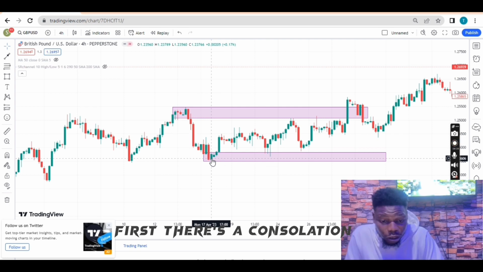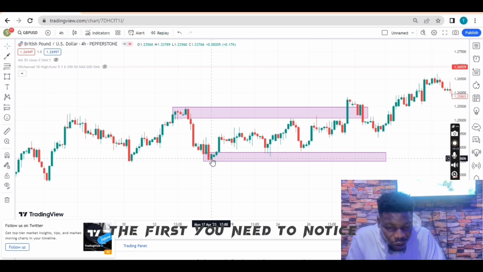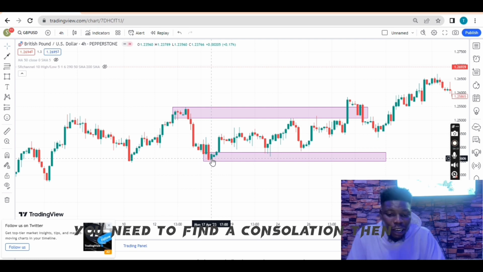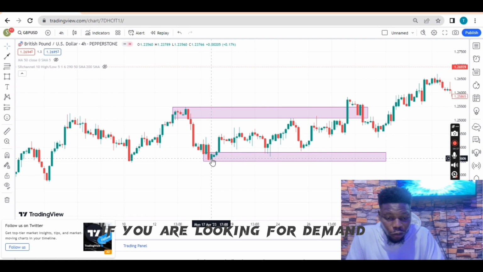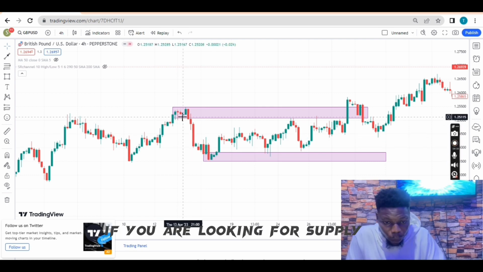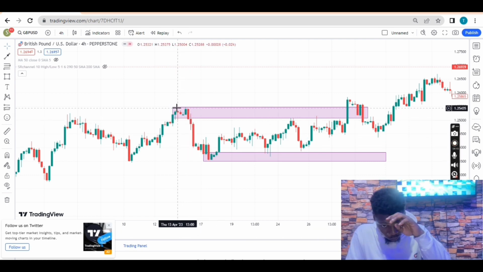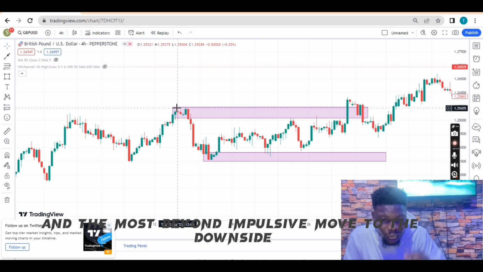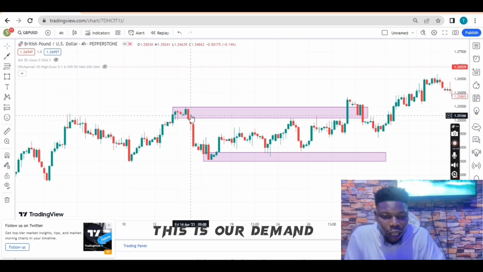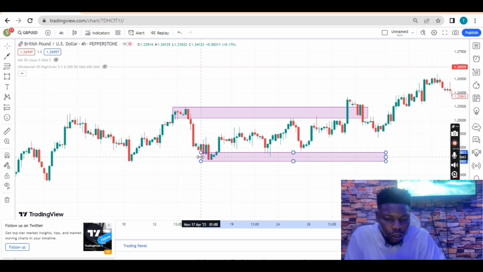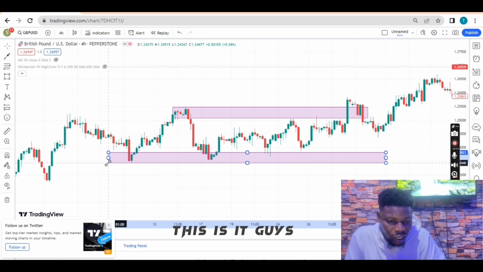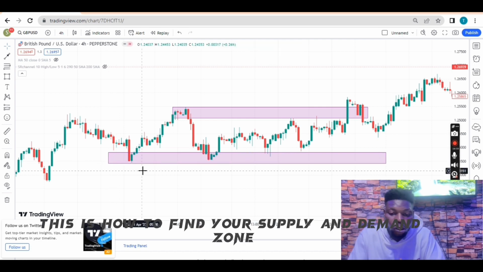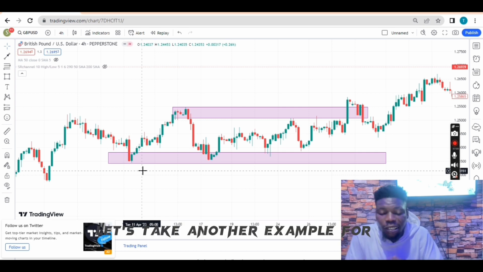First, there's a consolidation. The first thing you need to do is find the consolidation. Then the consolidation must produce an impulsive move to the upside if you are looking for demand. If you are looking for supply, there must be a consolidation and there must be an impulsive move to the downside. So this is our demand, and this is our supply, and this is our demand. So this is it, guys. This is how to find your supply and demand zone. Let's take another example.